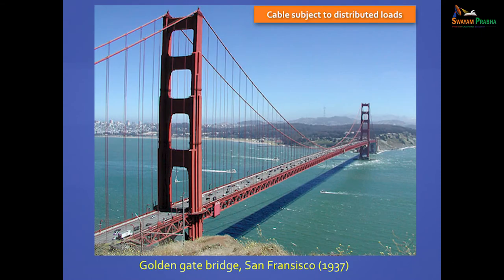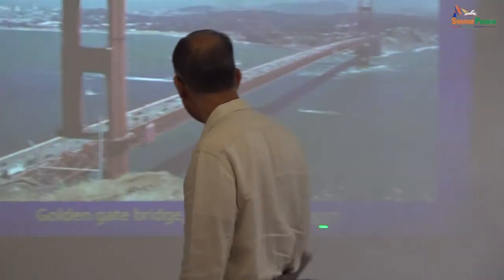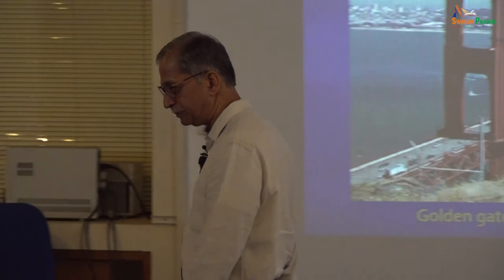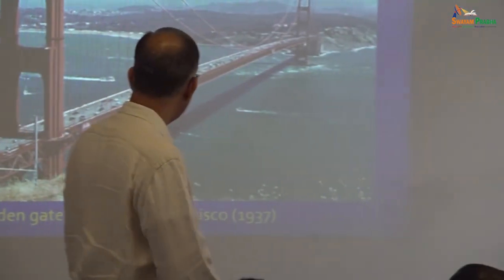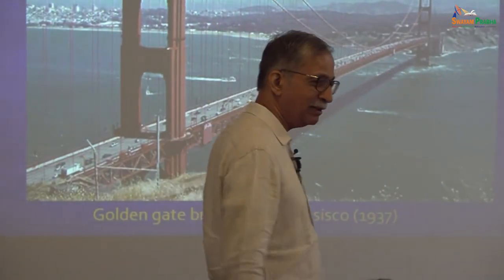Now we look at cables subject to distributed loads. This is a suspension bridge. This is the Golden Gate Bridge, one of the oldest and most famous bridges. Something very interesting, now that we've come to bridges, just for a change in topic. How many lanes of traffic do you think this has? You're saying 12 lanes? I don't know. Maybe you're right.